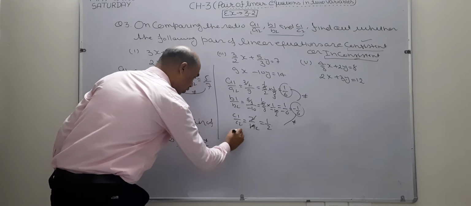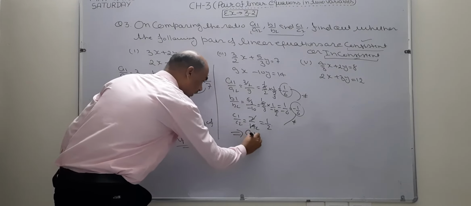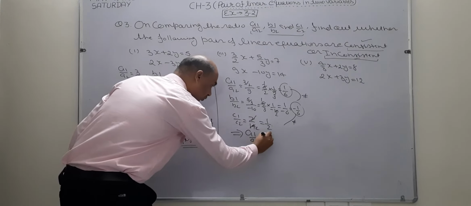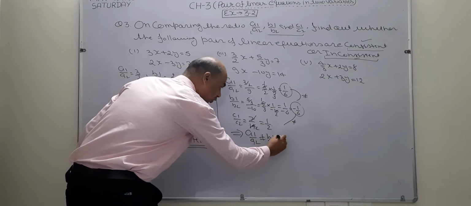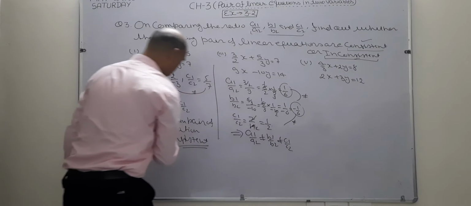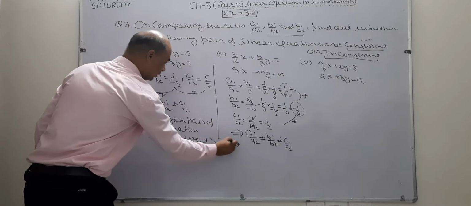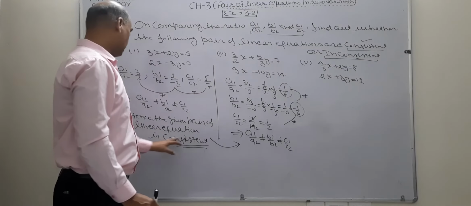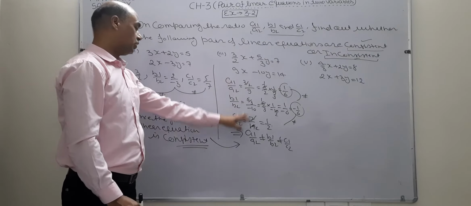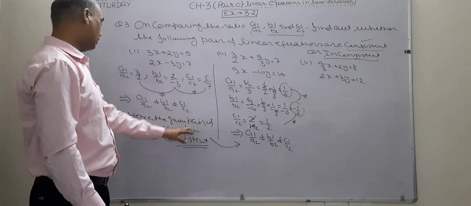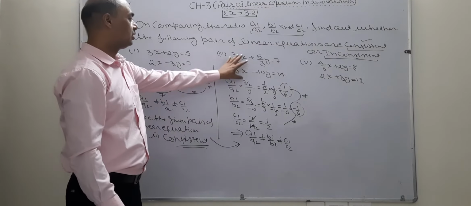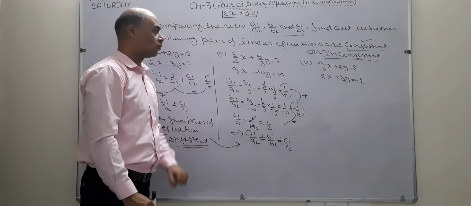So the ratio of the given pair becomes A1 by A2 not equal to B1 by B2 and not equal to C1 by C2. Same ratio is there, so same answer is there. Hence the given pair of equations represent consistent. Hence the given pair of equations is consistent. This pair also becomes consistent.